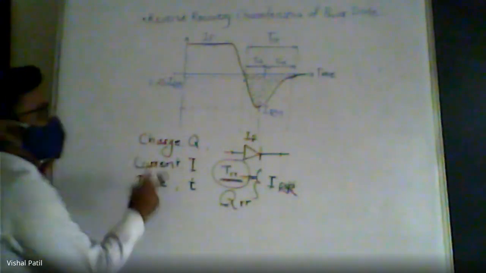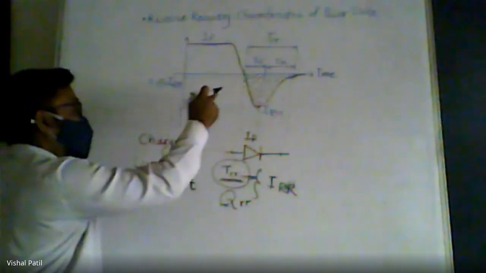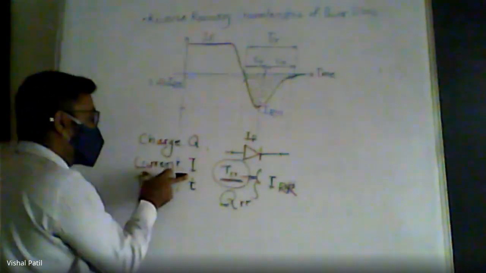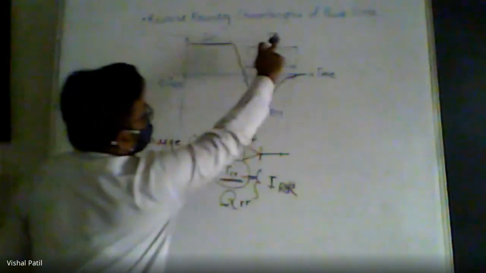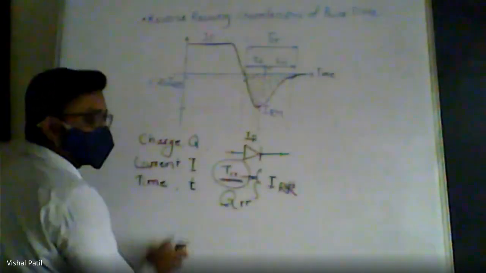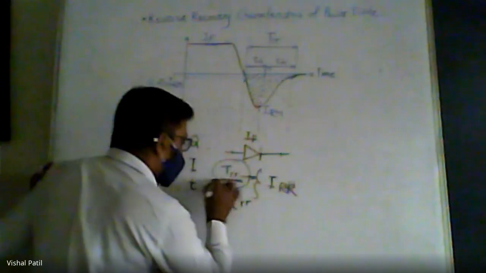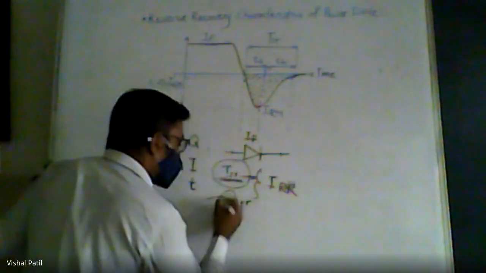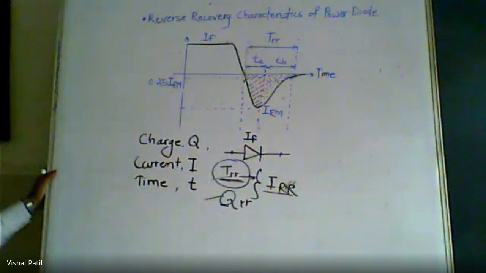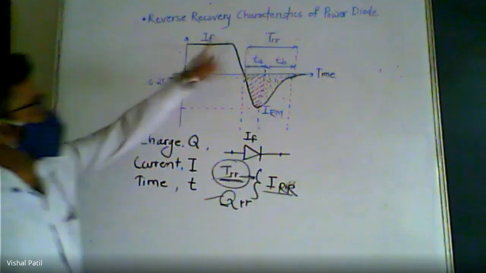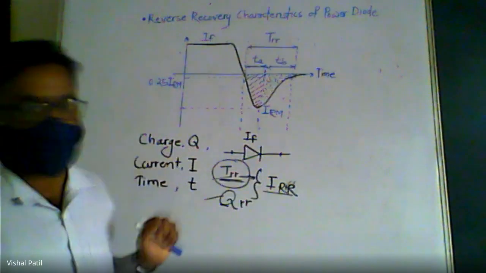So, the reverse recovery characteristics are associated with the charge, current, and time. More specifically, the reverse recovery characteristics are associated with three parameters called reverse recovery time, reverse recovery charge, and reverse recovery current. So these three parameters are very, very important for reverse recovery characteristics of power diode.